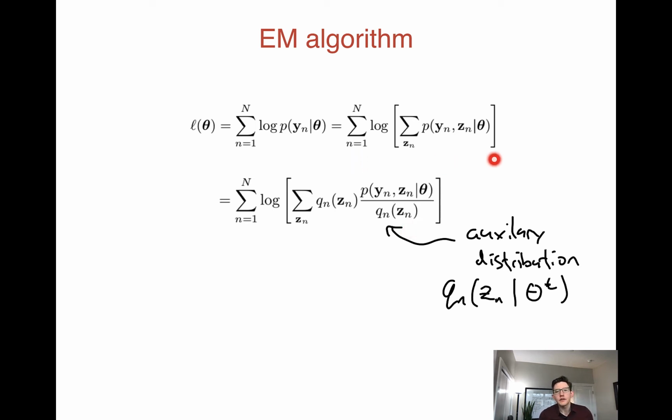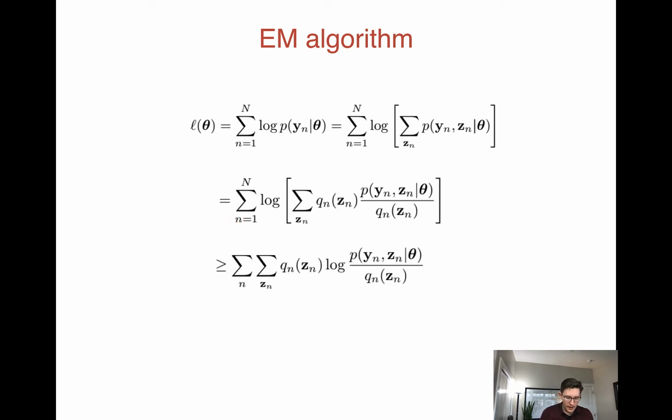Now, we've rewritten this expression here. We've just multiplied it by Q of n over Q of n. We just multiplied that in here. So this thing is equal. Now we're going to use a trick to come up with a lower bound. And that trick is called Jensen's inequality. We haven't proved it here, and it's defined in the appendix, so I encourage you to check that out.